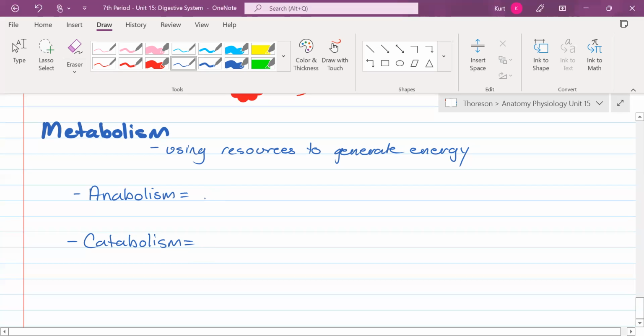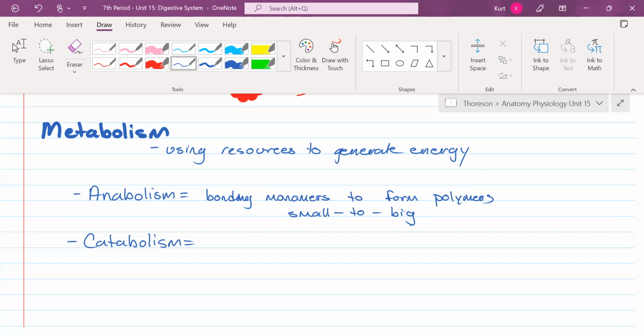So anabolism is bonding monomers to form polymers. So this is going to be small to big. Just think of wrestlers back in the 70s and 80s. There was a lot of rumors of anabolic steroid use because they want to build themselves up to look big.